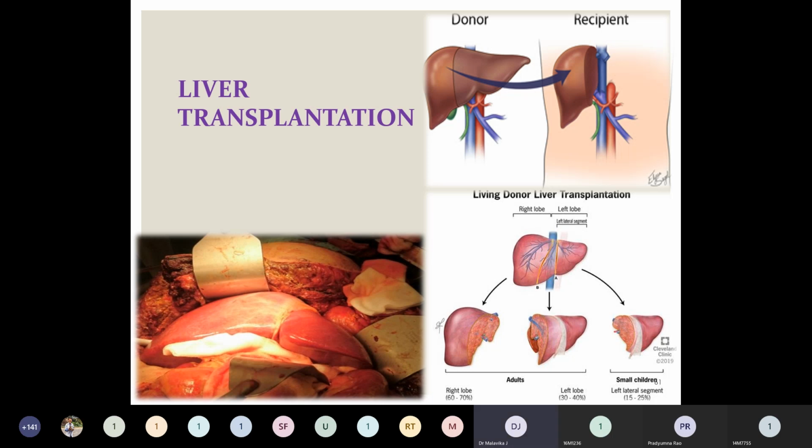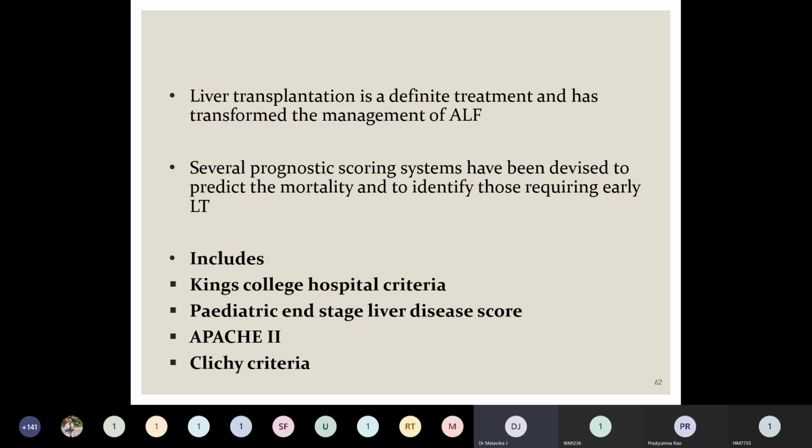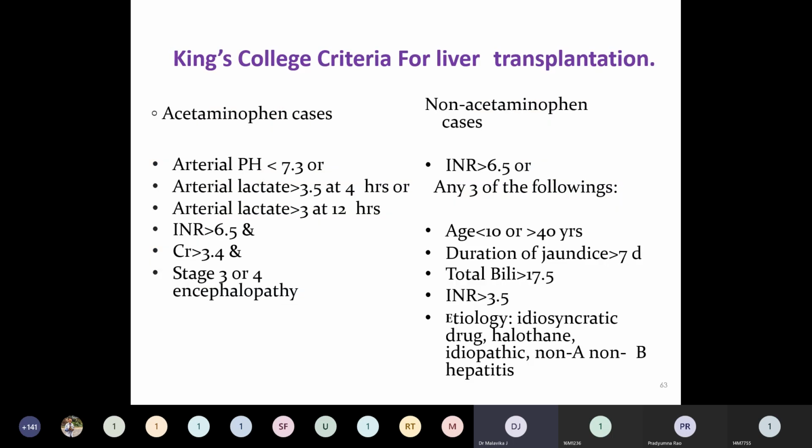So coming to liver transplantation, which is a 5-marker question for you people. Liver transplantation is a definitive treatment which has transformed the management of acute liver failure. Several prognostic scoring systems have been advised to predict mortality and to identify those requiring early liver transplantation, which include King's College Hospital criteria, pediatric end-stage liver disease score, and other scoring systems. So now we'll be using King's College criteria for liver transplantation.